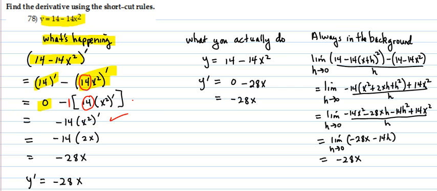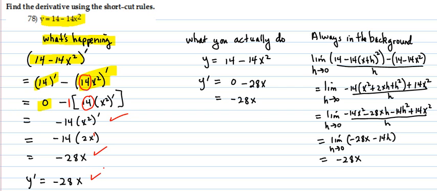So now I'm here. Now I take the derivative of x squared. The 2 comes down the front, and the exponent decreases by 1, 2 minus 1 is 1. And that's just x to the first. 2 times negative 14 is negative 28. And there you have the derivative.